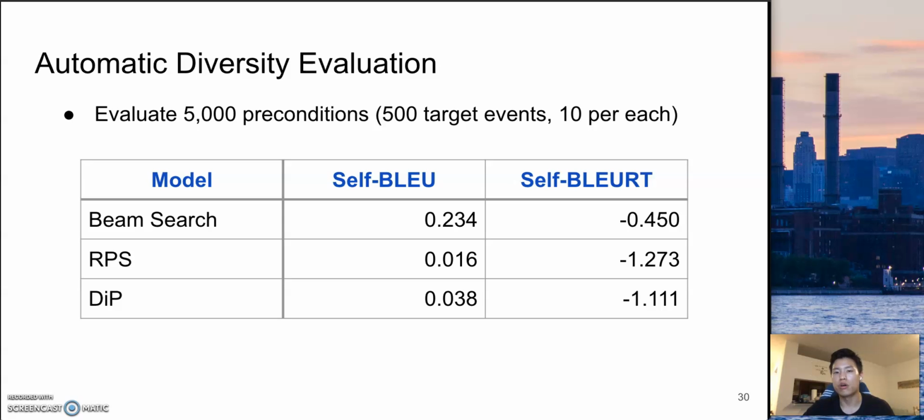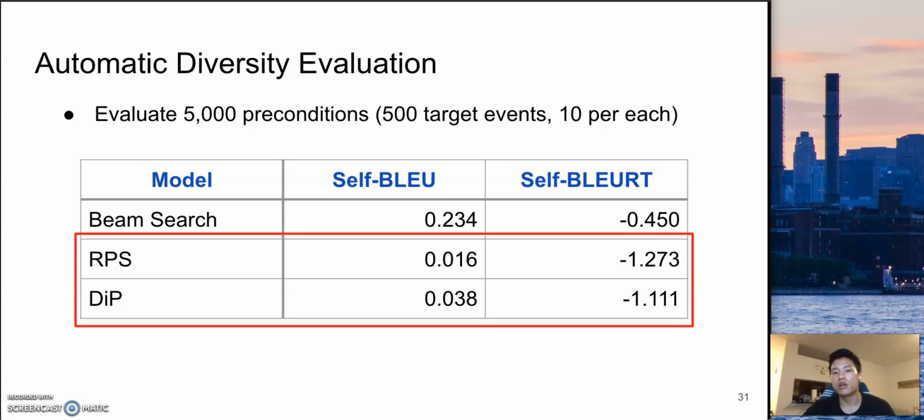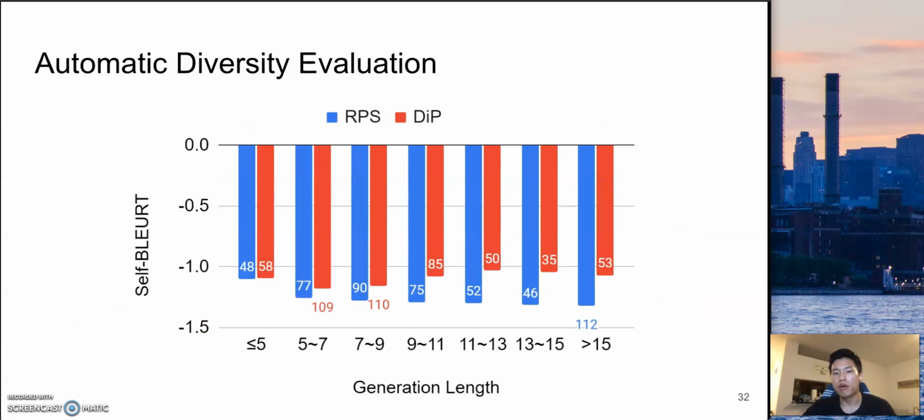Here's the result of automatic evaluation. In both metrics, DEEP and RPS generate more diverse output than the beam search decoder. We can see RPS is slightly better than the DEEP model, and when comparing the scores along the generation length, DEEP is comparable to RPS in shorter preconditions, and RPS produces more diverse outputs when the generated text gets longer. But again, these metrics only measure how dissimilar the generated texts are to each other.